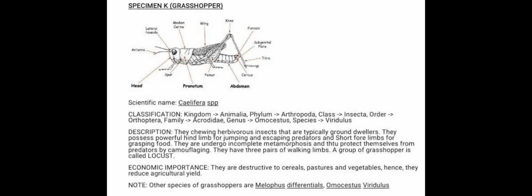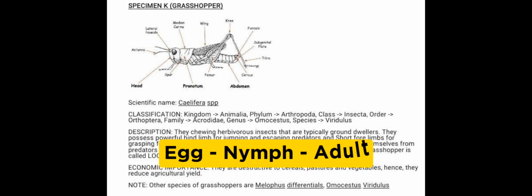So back to the grasshopper. They possess powerful hind limbs, that is, their back legs are very strong for jumping and also escaping predators, and they have short forelimbs that help them to grab food. They undergo what we call an incomplete metamorphosis. Remember the first one was complete. Now this one undergoes incomplete metamorphosis, in the sense that they move from egg to what we call nymph, N-Y-M-P-H, then finally to adult. So they have three life stages: egg, nymph and then adult.